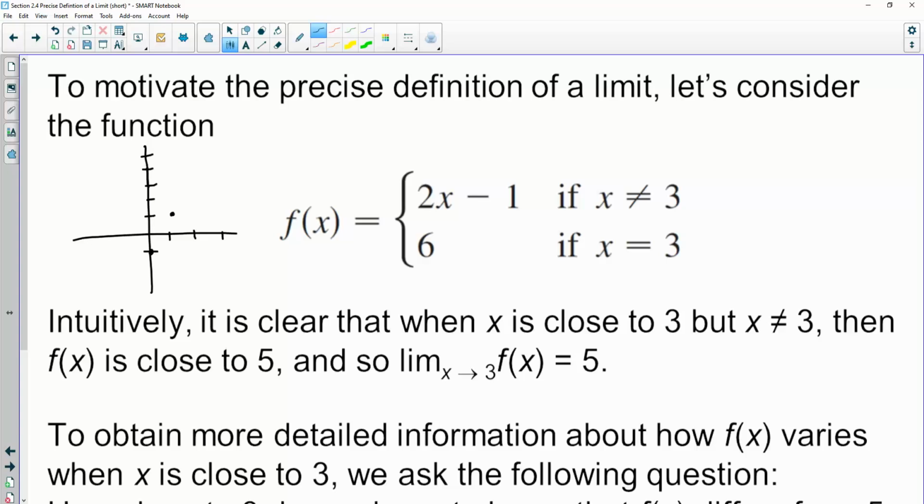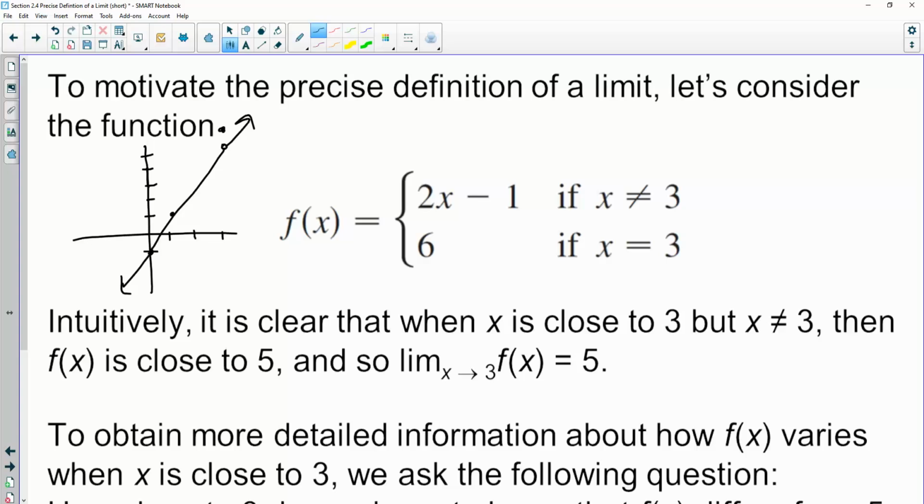If you were to graph it, that is an open circle right there. And my second piece is 6 when x equals 3. That's just another dot. So that's my piecewise function: a line with a hole in the middle and just another point. Would you agree that the limit as x approaches 3 is equal to 5?